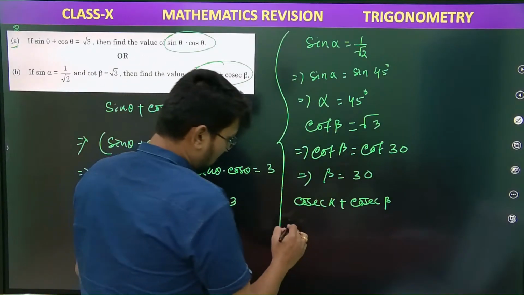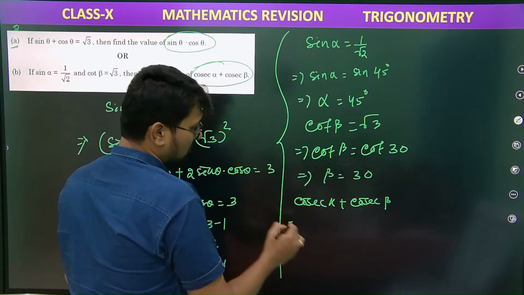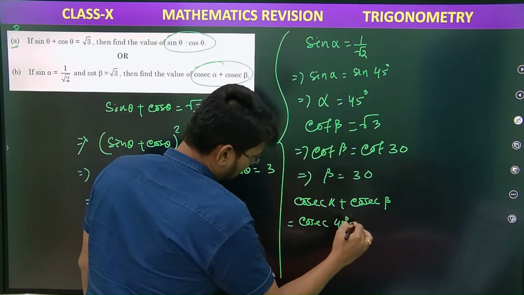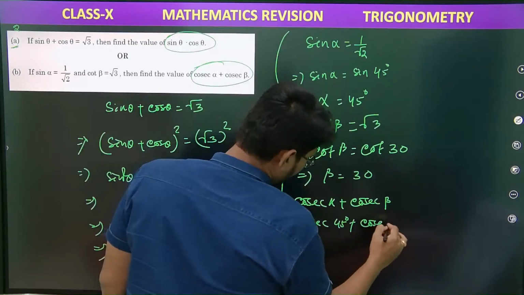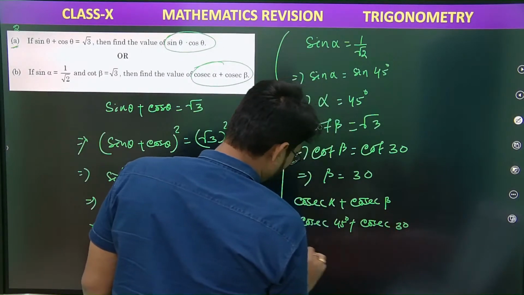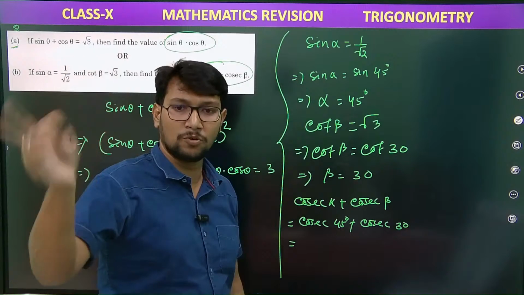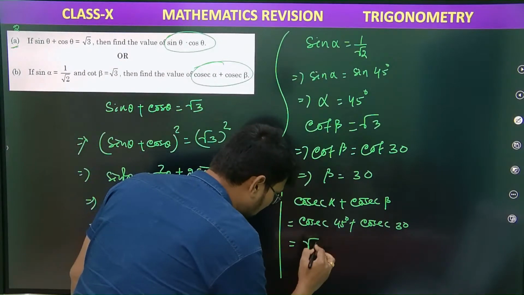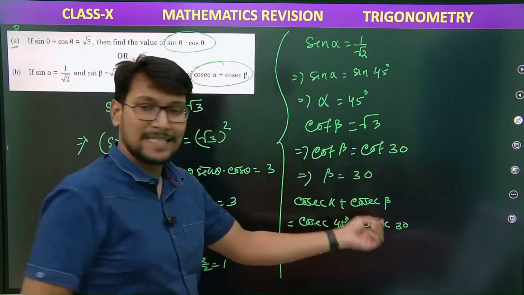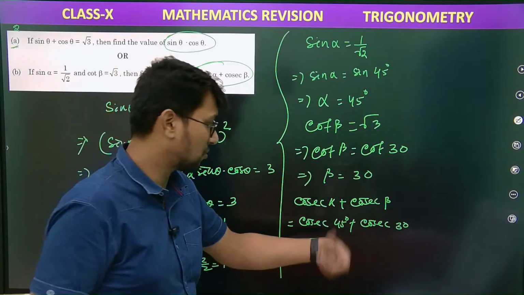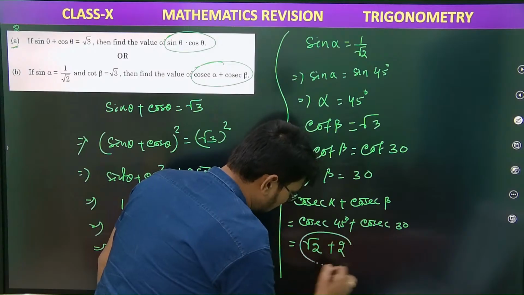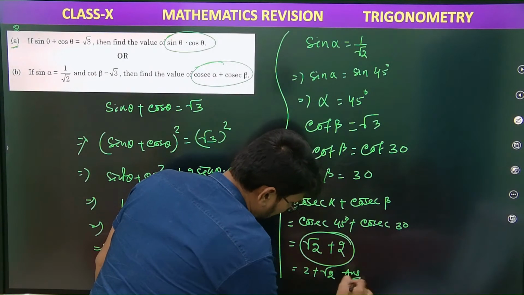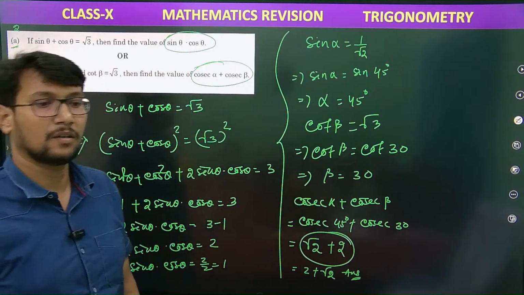Though cot beta is cot 30, hence beta value is 30. Clear? Now, what is the cosec alpha value? Cosec 45 plus cosec 30. Do you remember cosec 45? If not, you know sin 45. Sin 45 is how much? 1 by root 2. So reciprocate, root 2. Plus sin 30 is how much? 1 by 2. So reciprocate, 2. So the answer is 2 plus root 2. 2 plus root 2 is the final answer. Clear everyone? Okay.